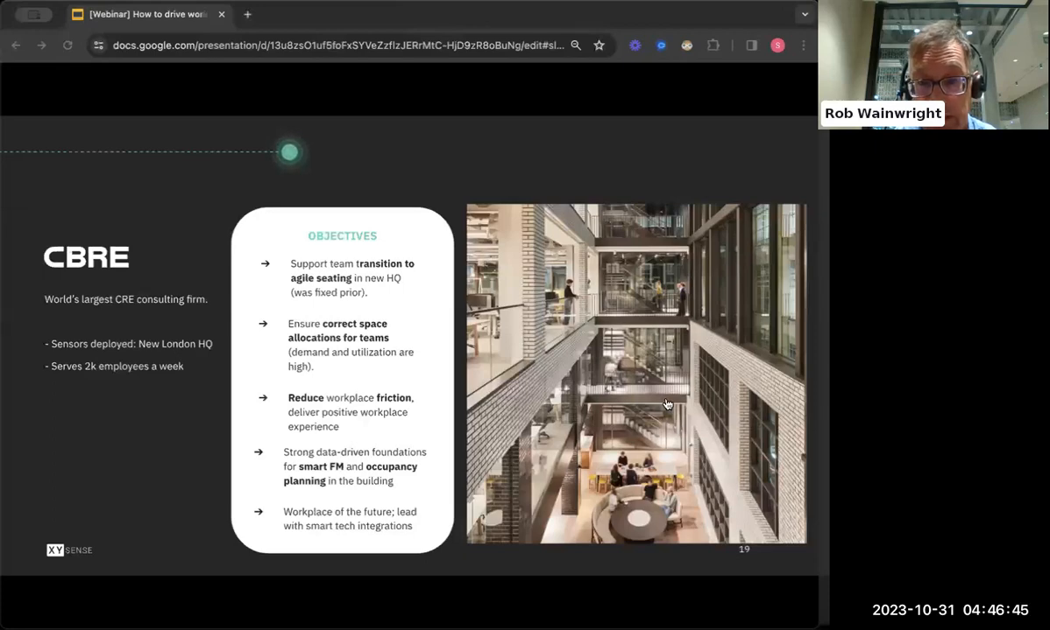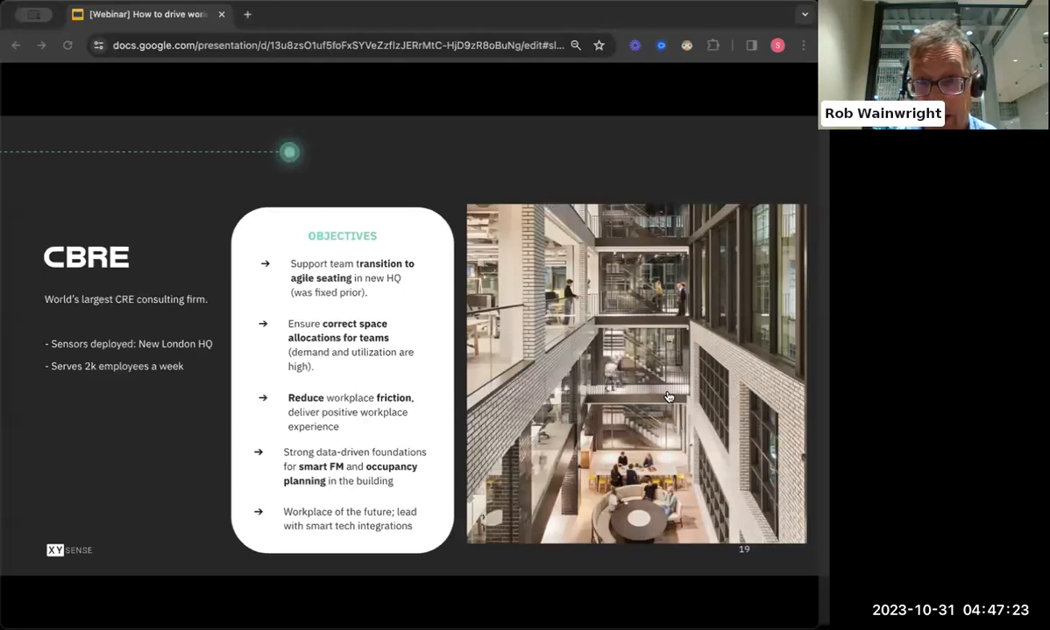Central to this was the implementation of XY Sense sensors, because we wanted to make sure that we were tracking the usage of the building and understanding the space. Because it's important to bear in mind that we had two significant factors at play. The first is we were bringing teams into the building who hadn't previously been in the building. We were asking all teams to work in a different way, in a modern collaborative fashion.